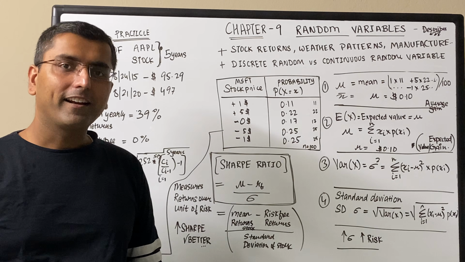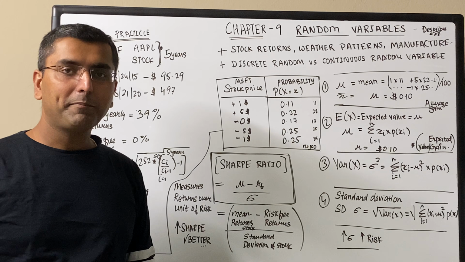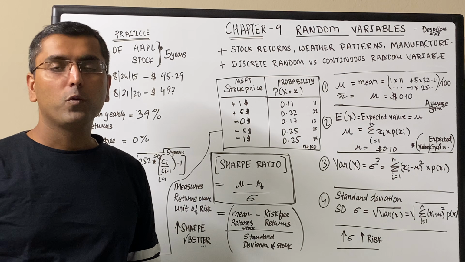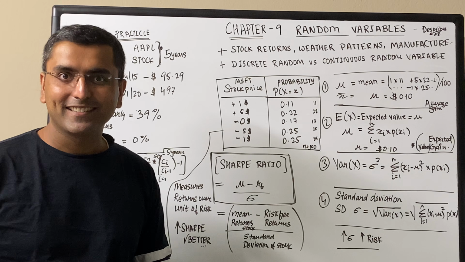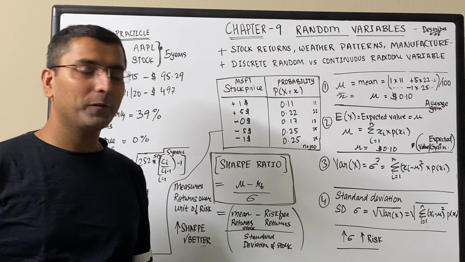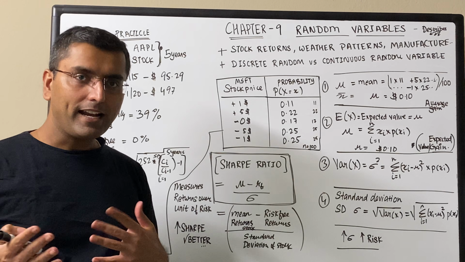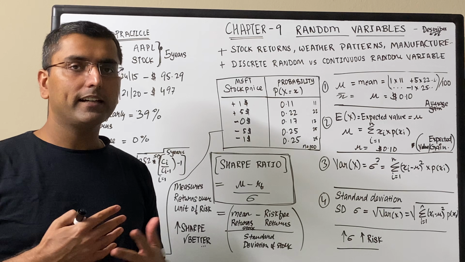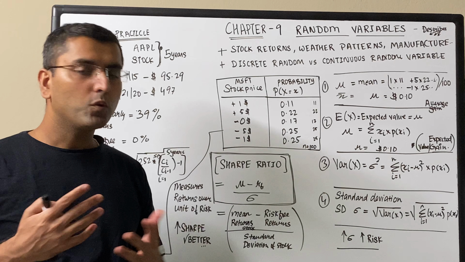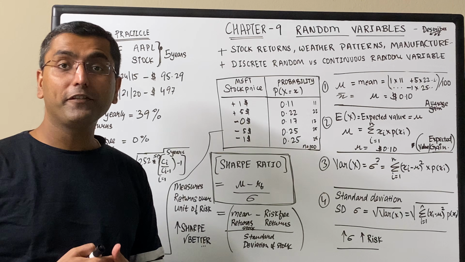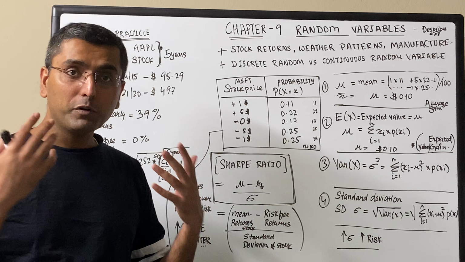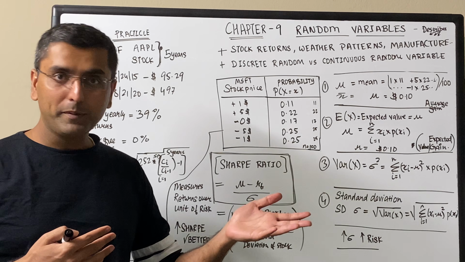Chapter 9, Random Variables. In this chapter, we're going to learn about how we can make sense out of the stock market, how we can make sense of the weather data. This data is very random. You cannot really predict with high confidence what's going to happen in a stock market. If we could, then we wouldn't be doing what we're doing. We would just all be in stock markets.